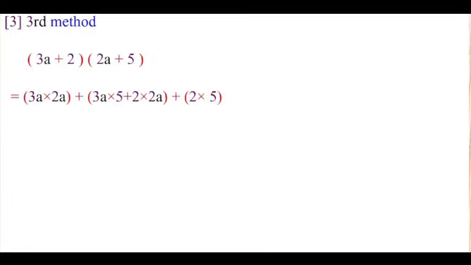3. The third method. 3a plus 2 times 2a plus 5. Then 3a times 2a plus 3a times 5 plus 2 times 2a plus 2 times 5 equals 6a squared plus 15a plus 4a plus 10 equals 6a squared plus 19a plus 10.